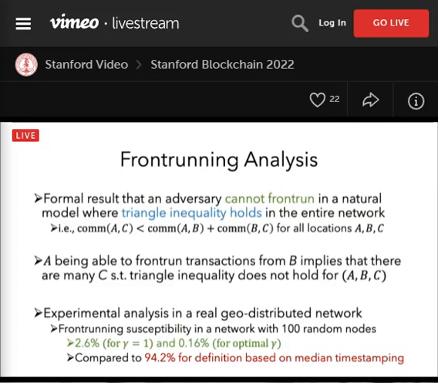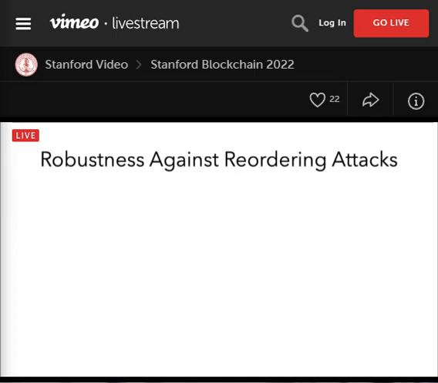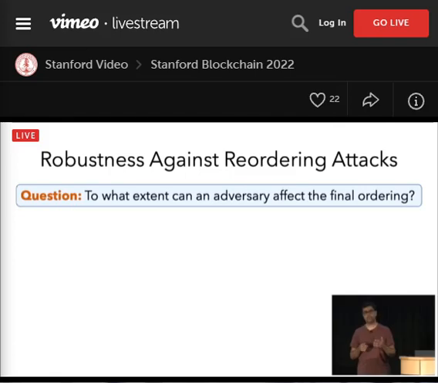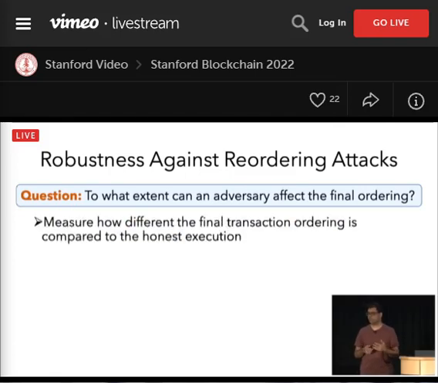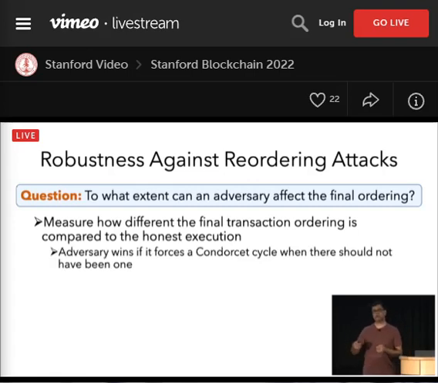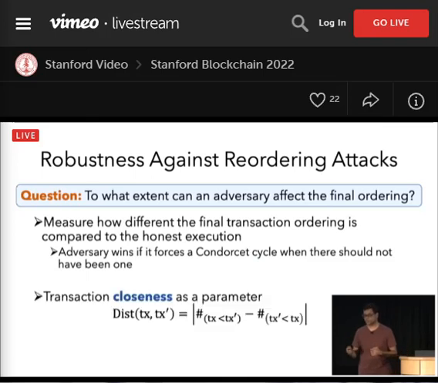And we can compare this with over 90% for other definitions based on median timestamping rather than our notion of order fairness. The other thing we looked at was robustness against reordering attacks. And the question we want to ask here is, to what extent can the adversary affect the final ordering? And we measure how different the final ordering is compared to the honest execution. So here, we have a conservative estimate because we say that the adversary wins even if it's able to force a Condorcet cycle when it shouldn't have been there. So basically, this gives us a strong guarantee on what reordering resilience would be.